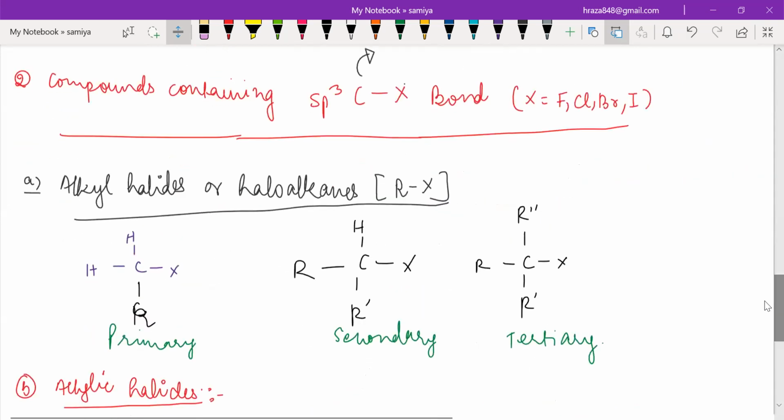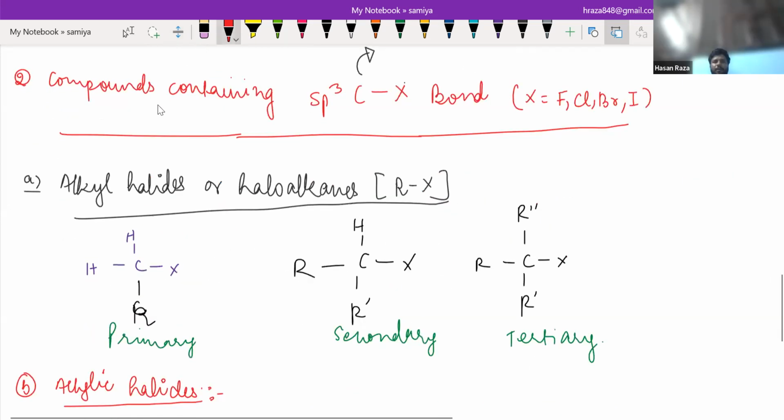Now we were studying about the second classification: compounds containing sp3 C-X bond. That means basically the carbon to which X is connected must be sp3 hybridized. So this second classification has further three parts. The first part is alkyl halides or haloalkane. Alkyl halide is the common name and haloalkane is the IUPAC name.